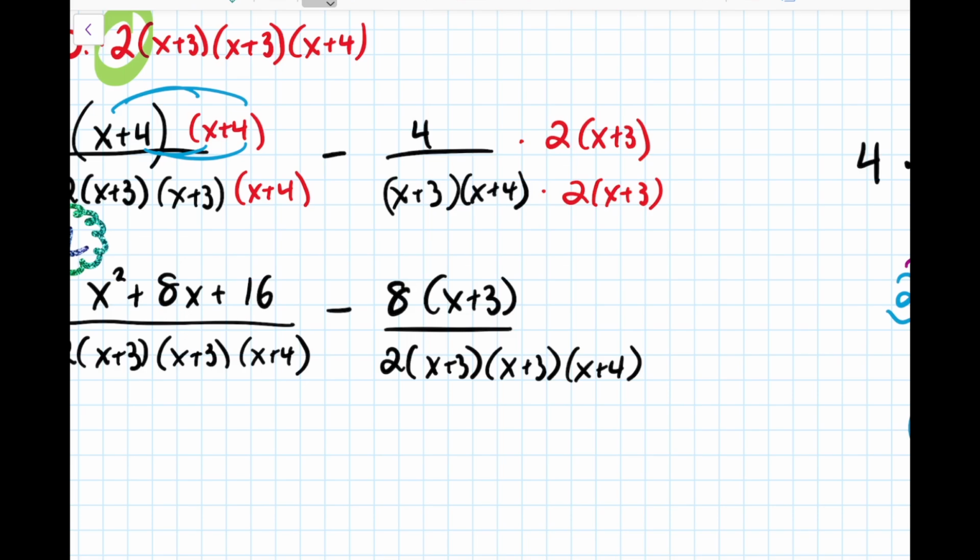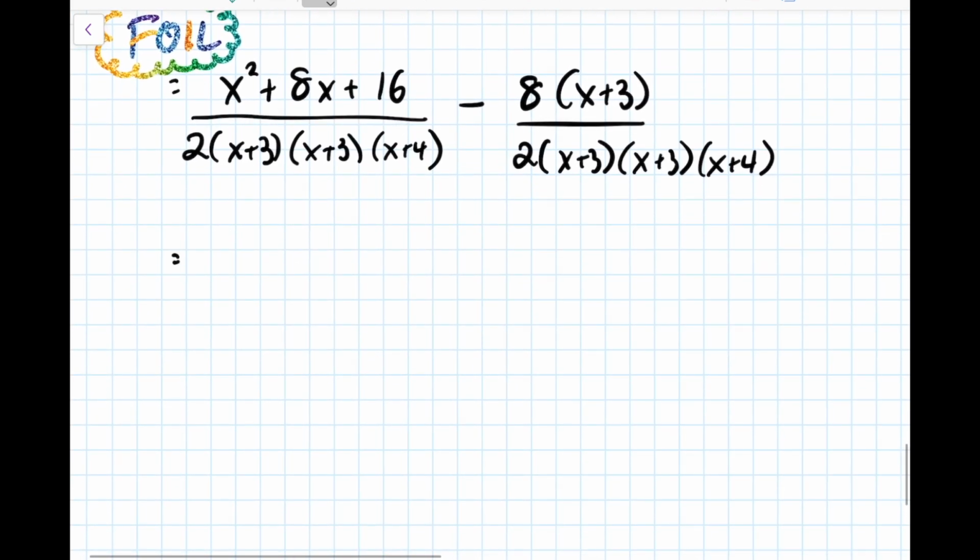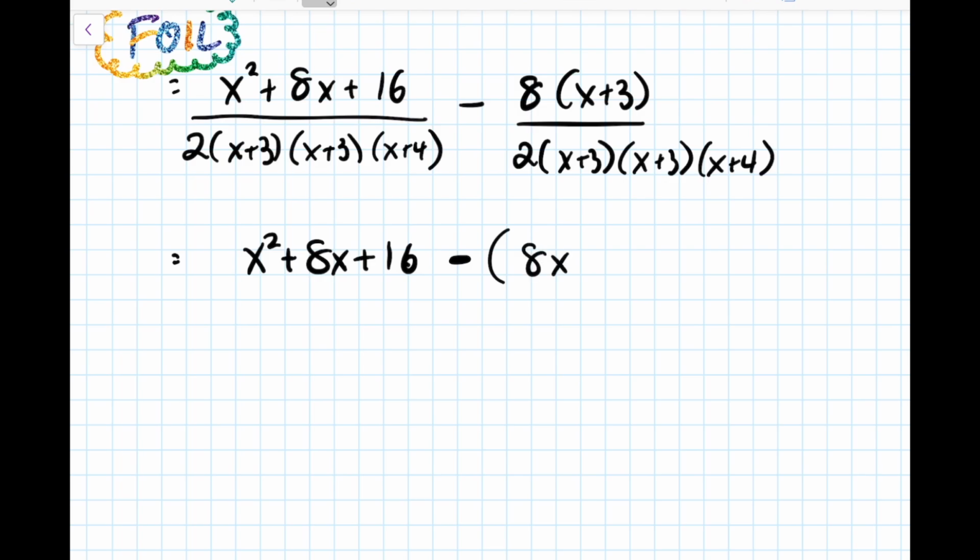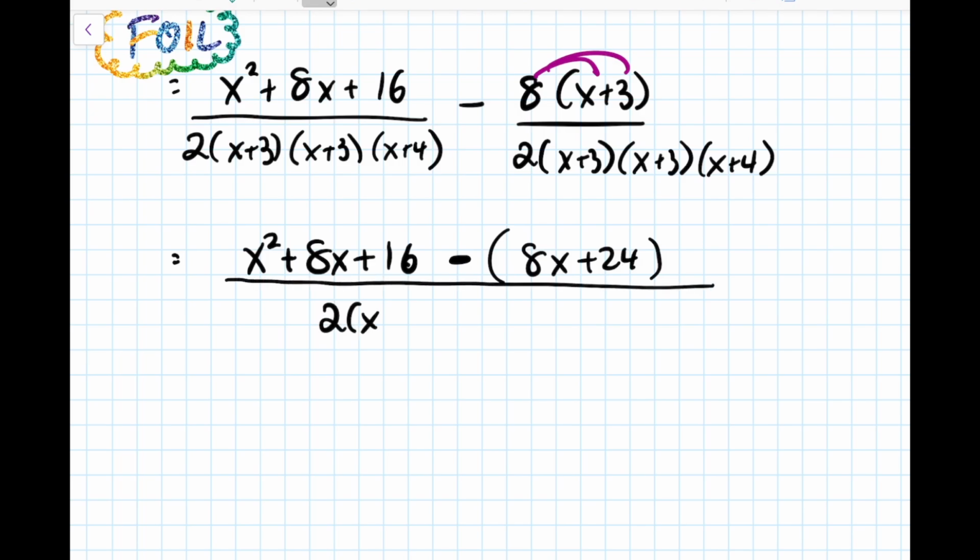So putting these together, and I'm going to maybe save myself a little bit of work here and write these just as one fraction now so that I don't have to write out that denominator twice. We've got x squared plus 8x plus 16 minus that entire second thing of 8x plus 24. So to get there, I distributed that 8 through. And then all of that is over 2 times x plus 3 times x plus 3 times x plus 4.